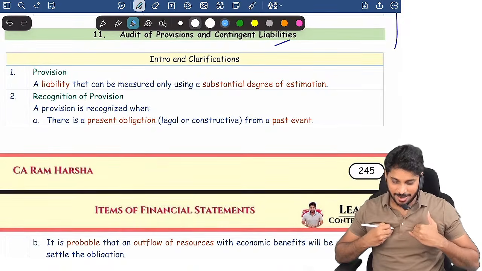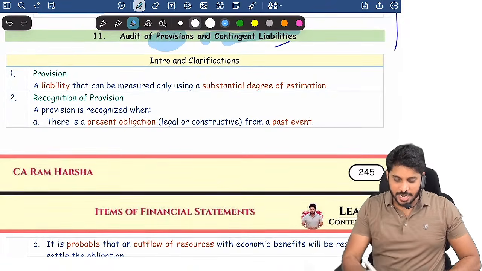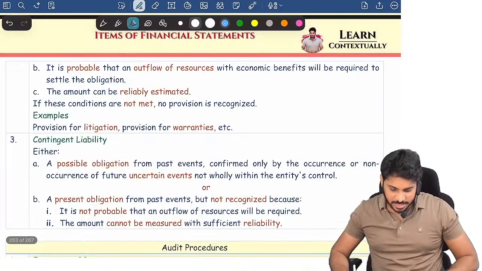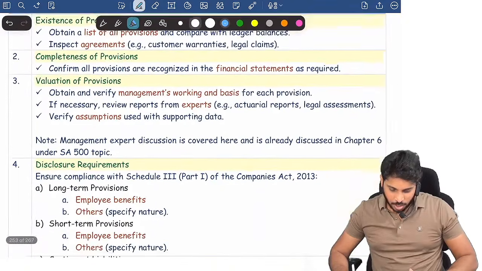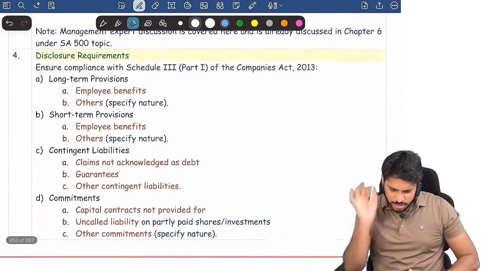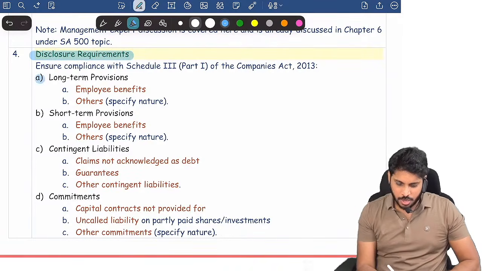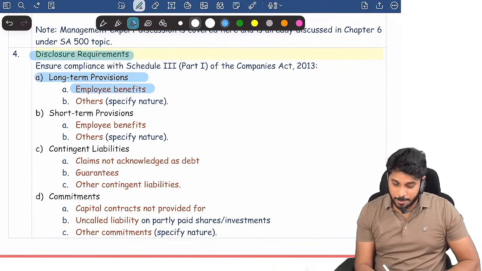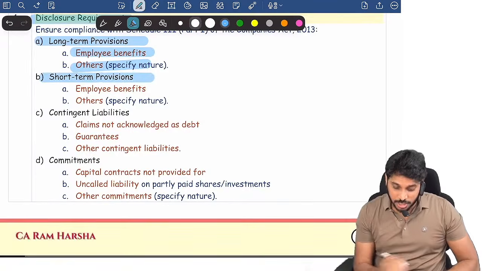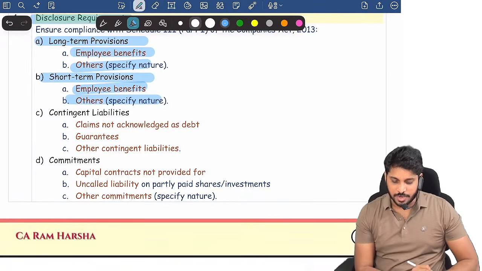About to finish, guys. Audit of provisions and contingencies. Audit procedure. Disclosure alone is enough, guys. Disclosure. Long-term provisions. How much is for employee benefit and how much is for others. Short-term provision. How much is for employee and how much is for others.